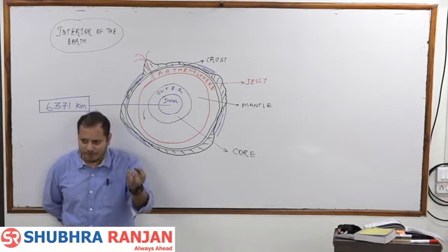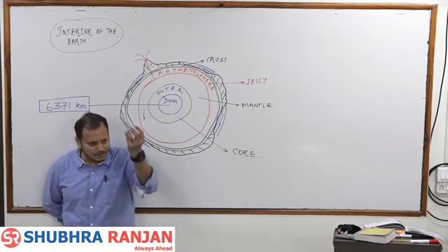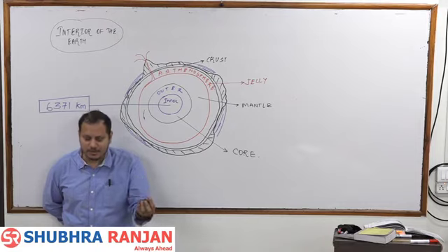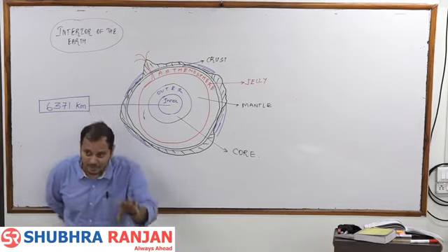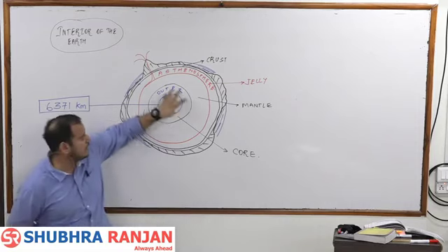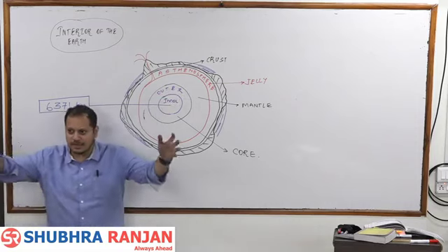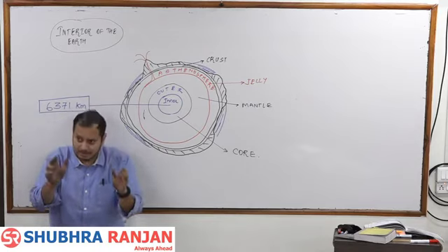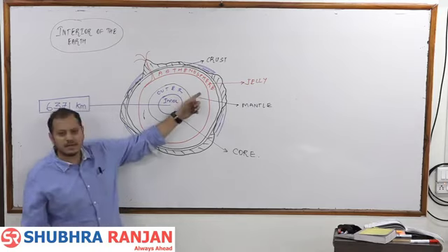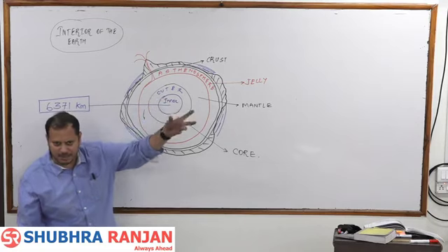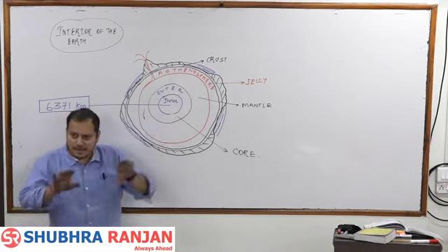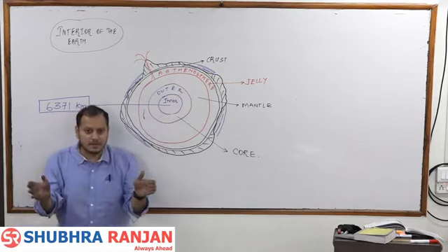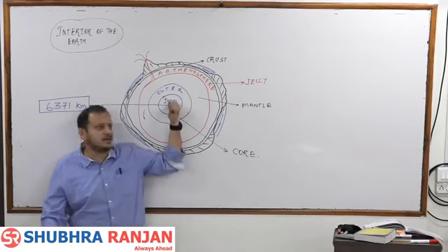If you have filter coffee, the sediments will go and settle down at the bottom of a cup as it cools down. Similarly, which was the most dense? Iron and nickel were the most dense. They went and settled down at the bottom, forming the core. Then the lighter material, magnesium and some part of the mixture of iron, settled and formed the mantle. Like an egg, white part, yellow part.